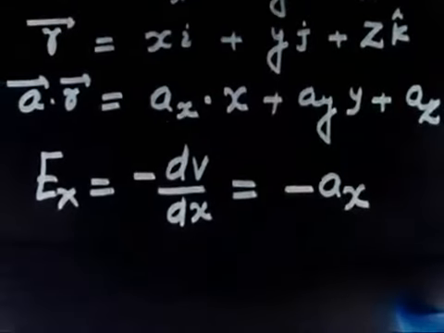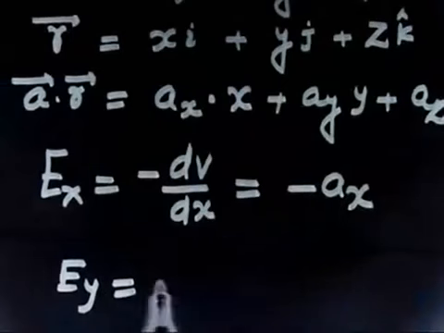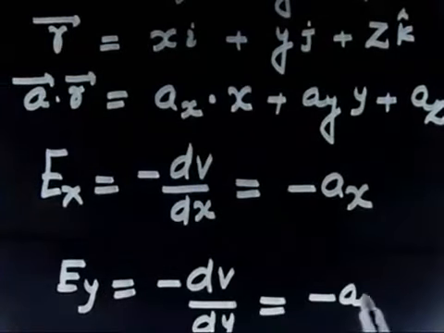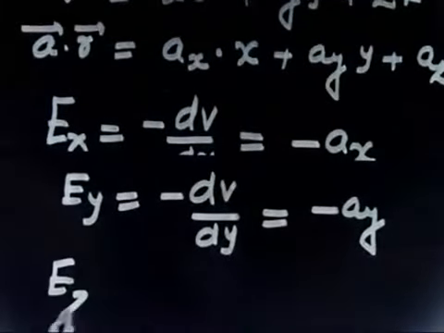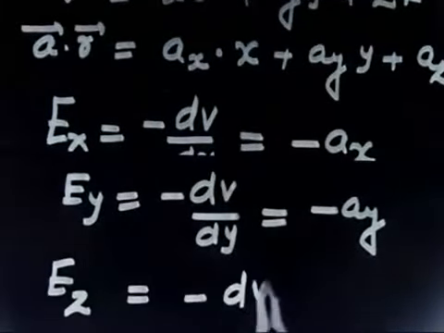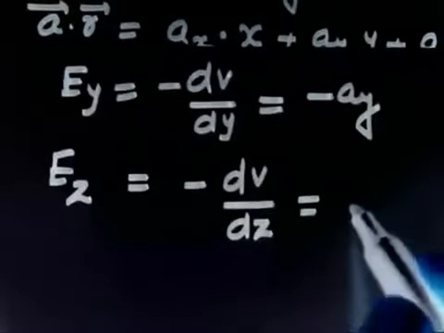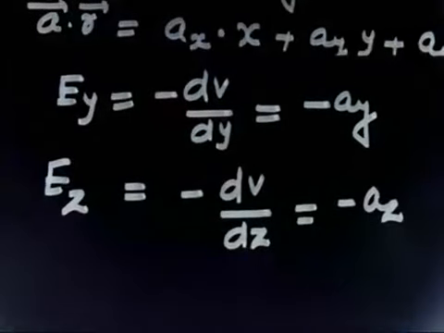Similarly, you must know all these results. Ey will be minus dV over dy, and this is nothing but minus Ay. Similarly, Ez will be minus dV by dz, and it will be minus Az. Are you getting or not? So copy this one.